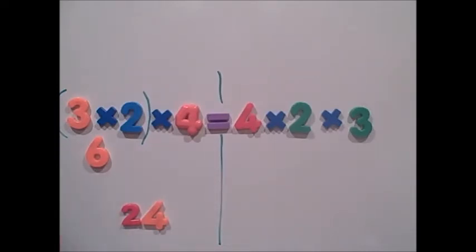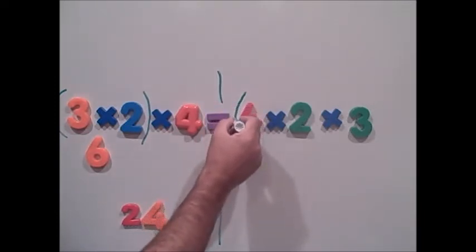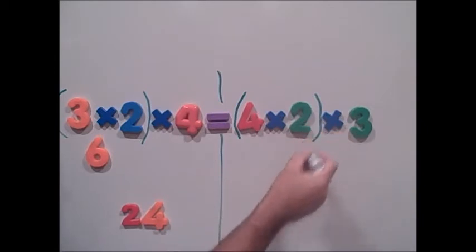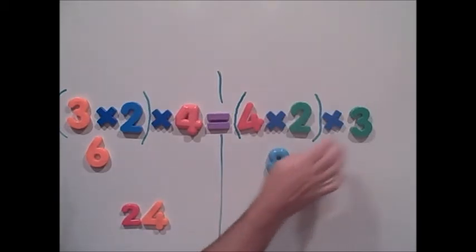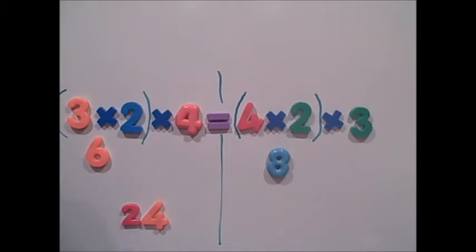On the right side of the equal sign, I could group any 2 of those that I want to first. So in this case, I think I'm going to do the 4 and the 2, and I'm going to find the product of those 2 factors. And of course, the product of 4 and 2 is 8. And then when I multiply the 8 by the 3, I have, of course, 24 again. So you could see that I grouped the factors in different ways on both sides of the equal sign. But no matter what I did, I wound up with the same product, which was 24. And this is using the associative property of multiplication, the grouping property.